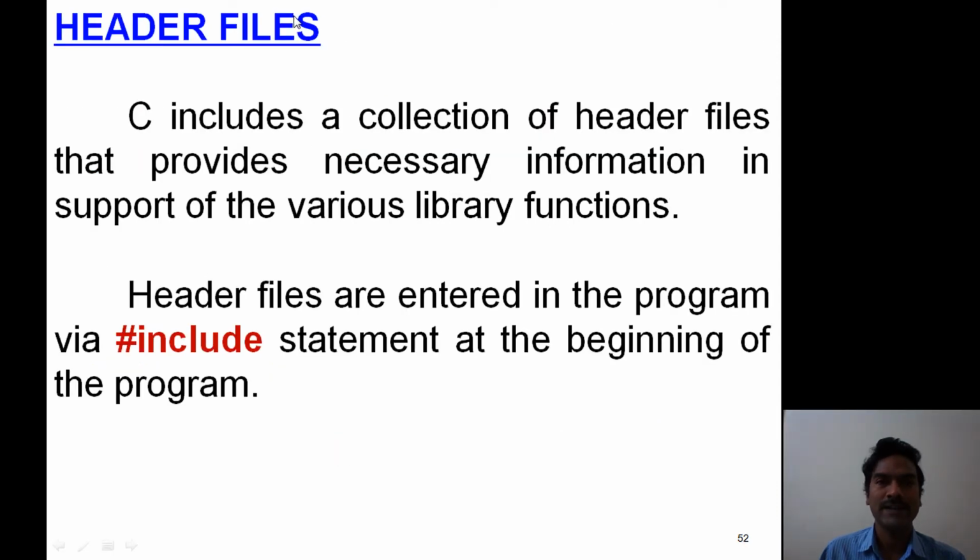Then header files. Just now I told you library function information is internally defined by the compiler. Now where is this information available? For this there is a concept called header file. So a header file supports the necessary information of various library functions. So the entire necessary information of library functions is available in header files. So C supports a collection of header files.